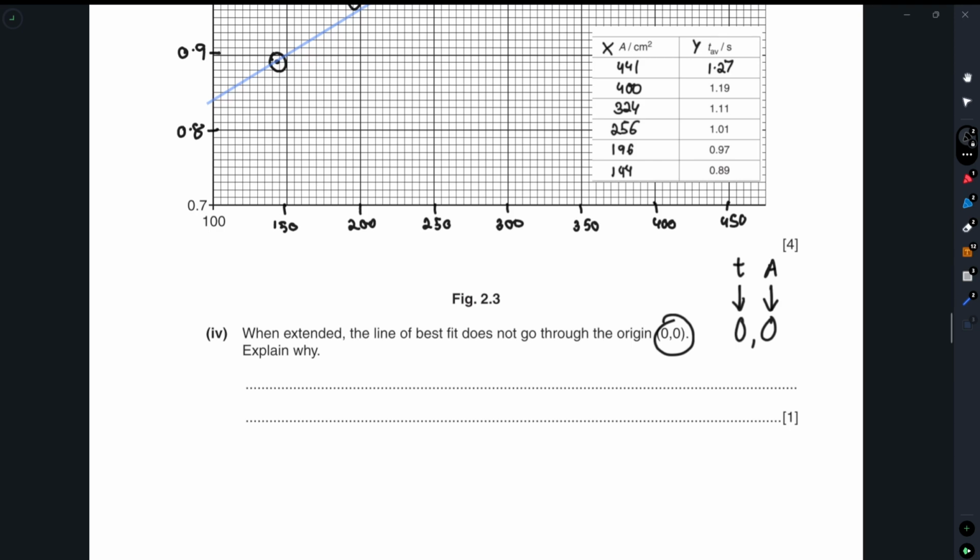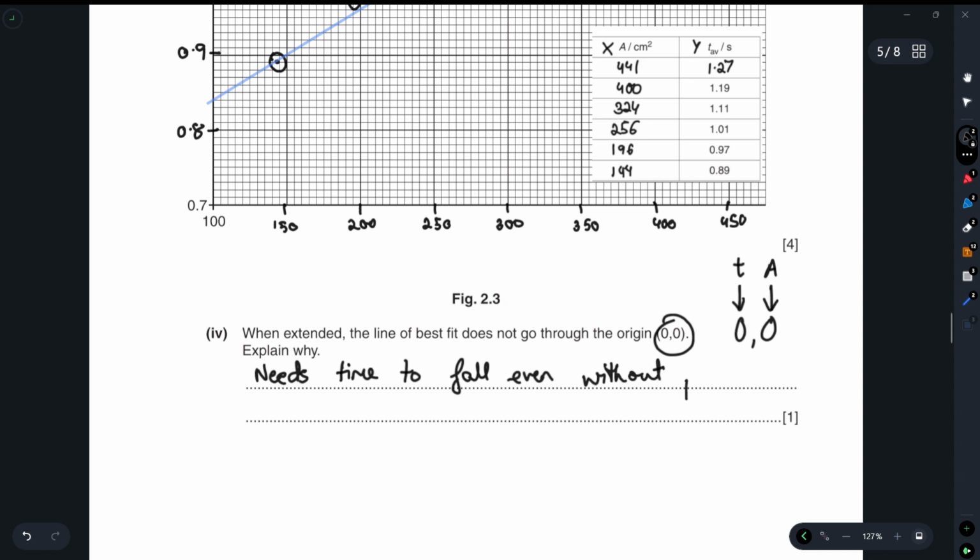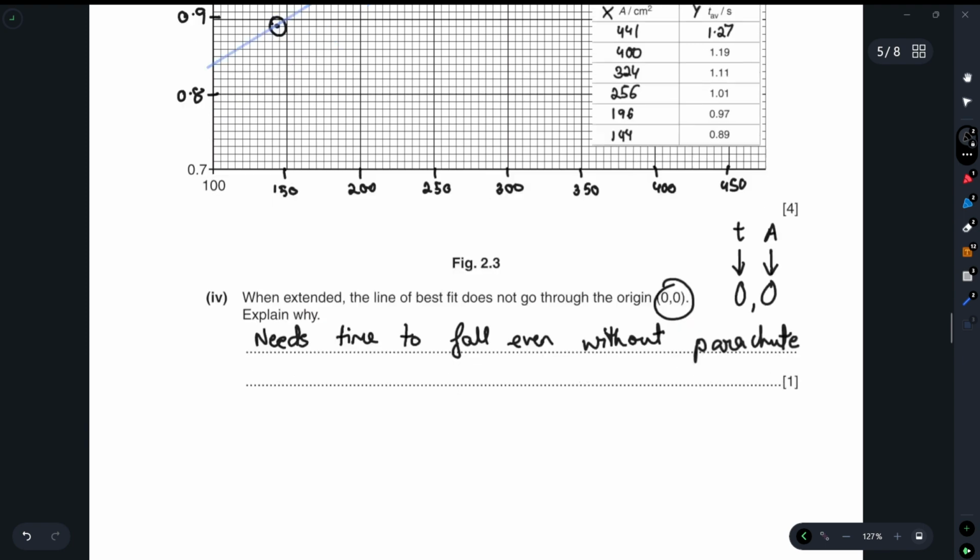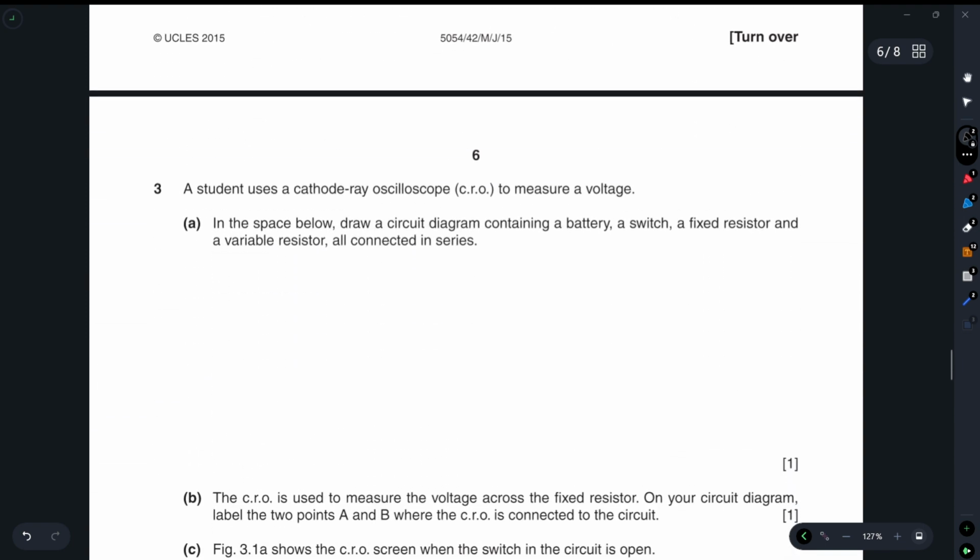Okay? So whenever something falls, it needs time to fall, even without parachute. Okay? So it will need some time to fall even though it does not have a parachute. Sahi hai ji. So that would be the correct way.